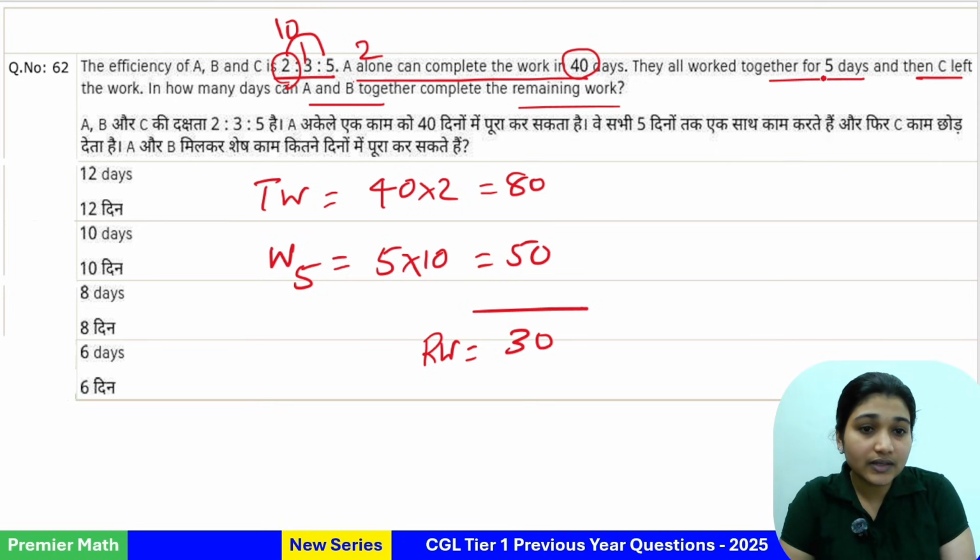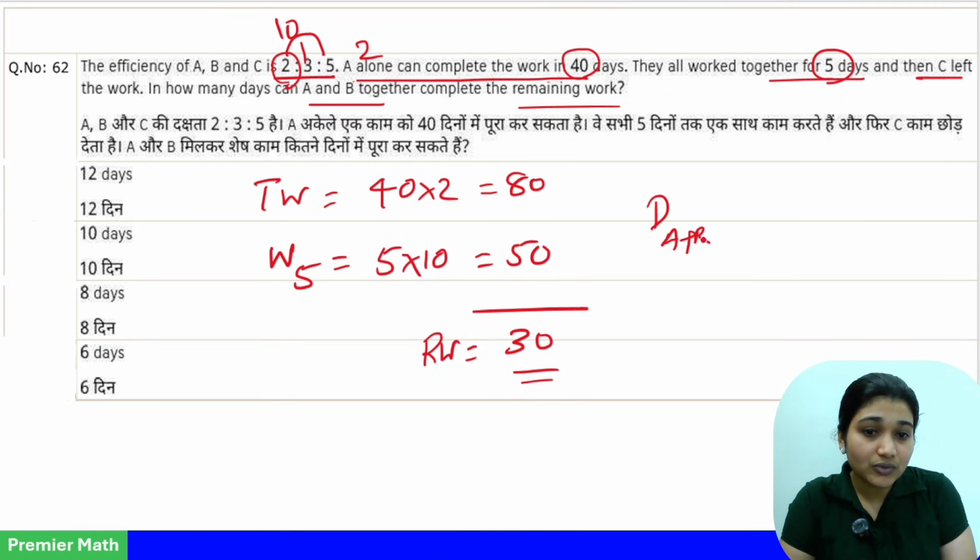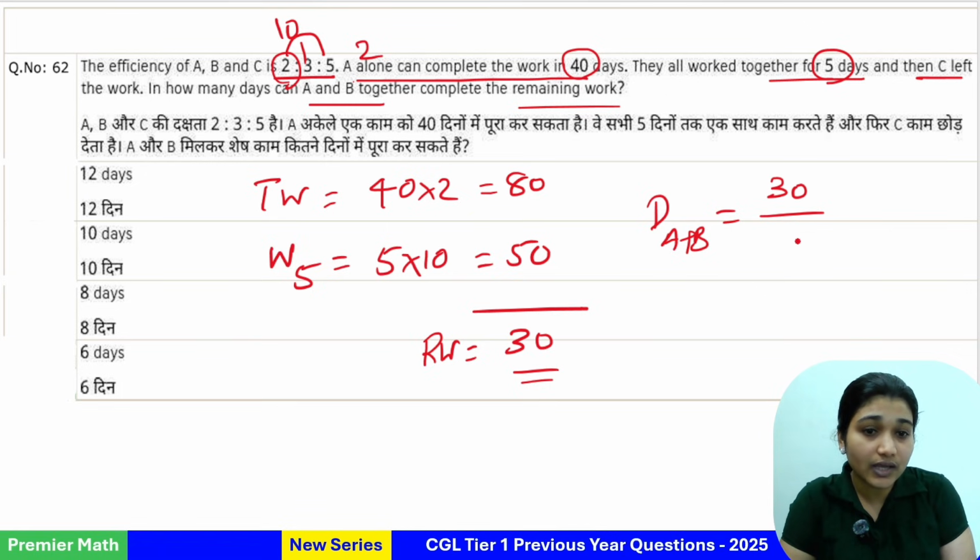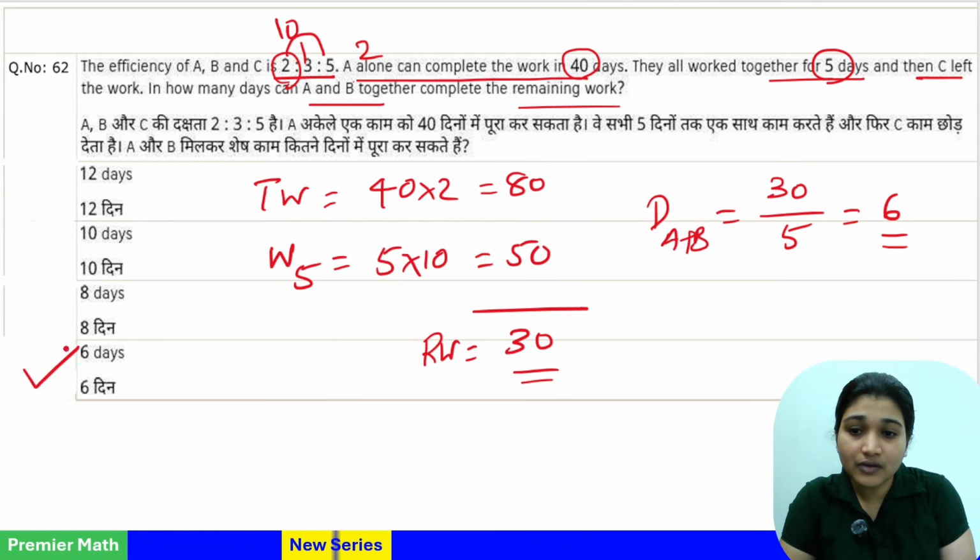After completing 5 days of work, C leaves the work, which means A and B should complete this remaining 30 units of work. So the days taken by A and B together to complete 30 units of work is equal to 30 divided by the efficiency of A and B, 2 plus 3, 5 units. So 6 days are needed. Option 4 is your answer.